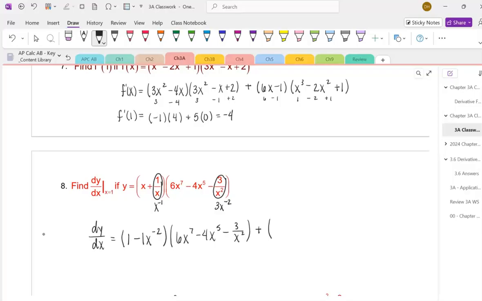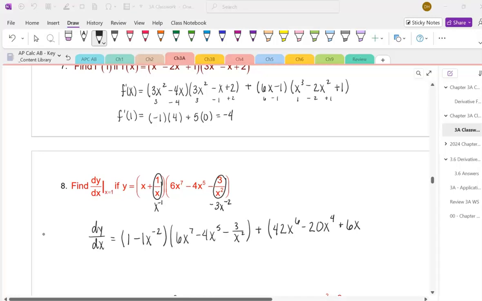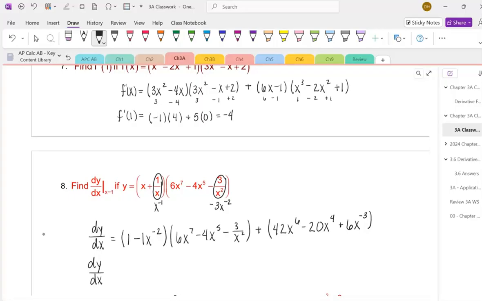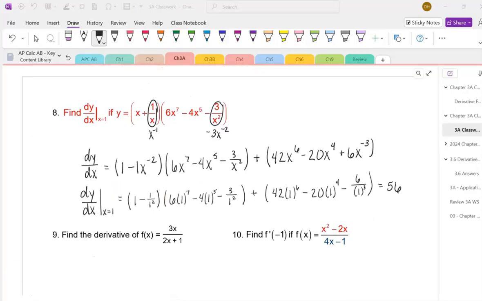Plus, and then you're going to take the derivative of the second. So we've got 42x to the 6th minus 20x to the 4th. And then the derivative of that's negative 3x to the negative 2. Multiply it to the front, it's going to become positive 6x, and then subtract 1 and you get negative 3. From there, I'm going to use the specific notation that it wants. So we've got dy over dx evaluated at x equals 1, and you're going to plug in the 1 and get your final answer. So our final answer ends up being 56.